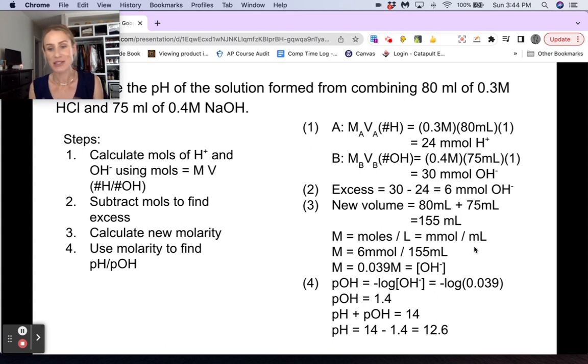So that was my two examples for excess acid or base. If you have any questions, please let me know. Good luck on your checkpoint, and I will see you in class.